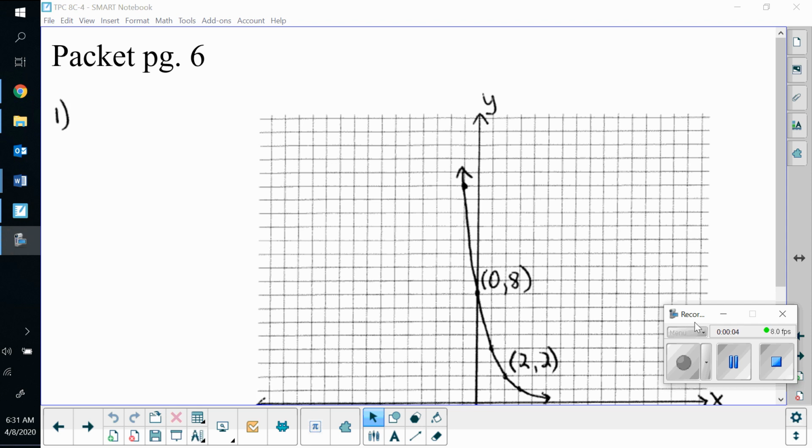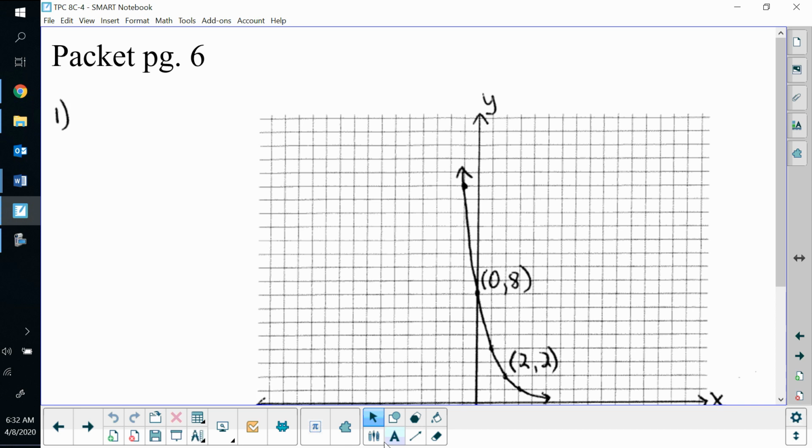All right, so this is task 21. It's on page 6 in the 8C packet. You don't have to print out the packet. You can just do this on a separate sheet of paper, but you should be writing this down, not just watching the video. So today's lesson is how to find the equation of exponential functions when given 2 points on that function.